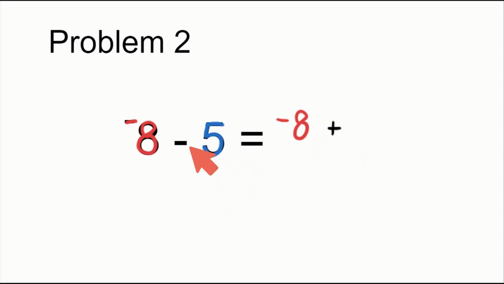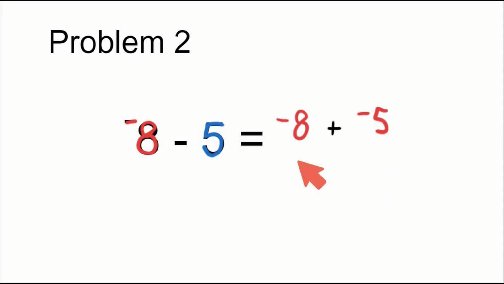Now, whatever's after the minus sign, we're going to add in the opposite. We're trying to take away 5 positives. So that's the same as adding in 5 negatives. Or you can think of it as minus 5 is the same as negative 5. Now that it's rewritten, let's go ahead and solve.